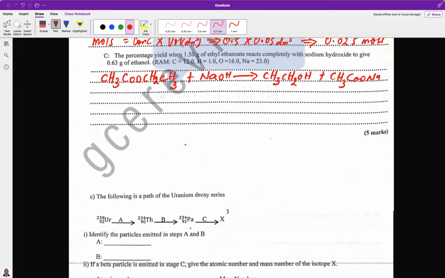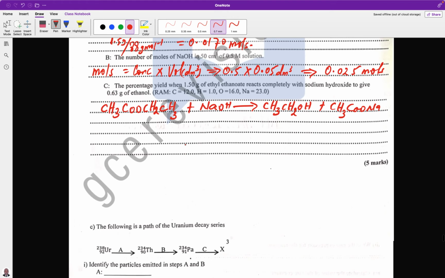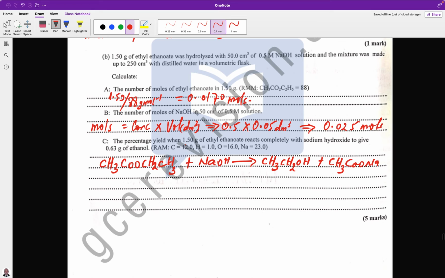Now, what we need to do is to calculate the percentage yield. We need to calculate it from the limiting reagent. From these two substances here, we have ethyl ethanoate, which is 0.0170. Then we have sodium hydroxide, which is 0.025. So ethyl ethanoate is a limiting reagent. It will get used up first before sodium hydroxide. So we are going to calculate from here.